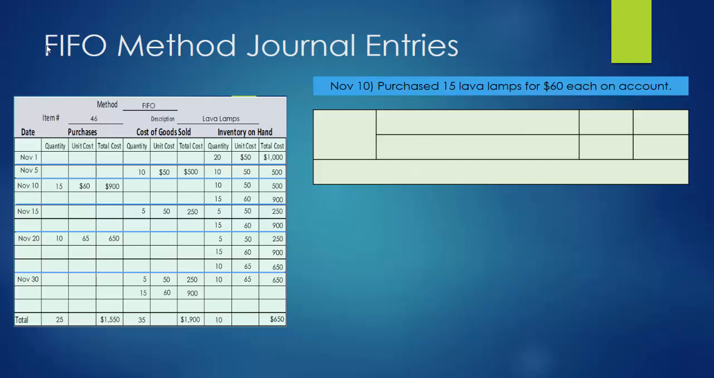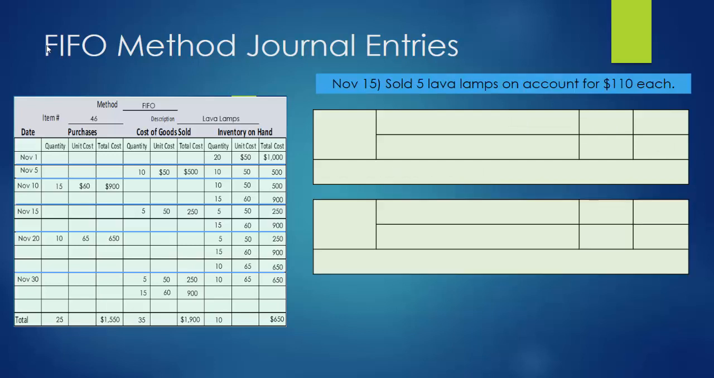On November 10th, we're purchasing 15 lava lamps for $60 each. Well, since we're purchasing inventory, we need to increase the value of our inventory account, and since inventory is an asset, it's going to increase with a debit, so we're going to debit merchandise inventory for $900. And our credit is going to be to our payment method. It's on account, so it's going to be accounts payable, getting credited for $900. We purchased inventory on account.